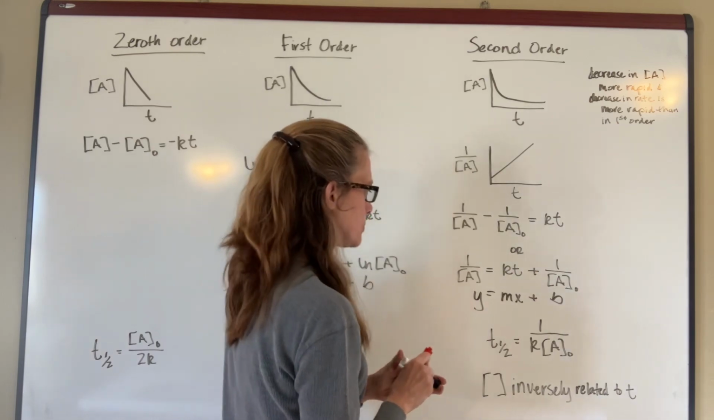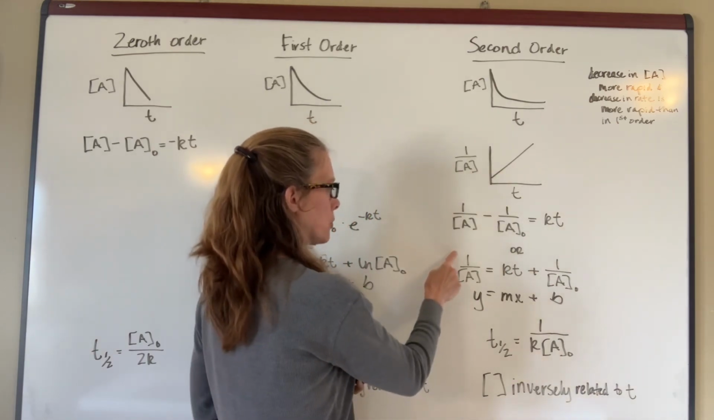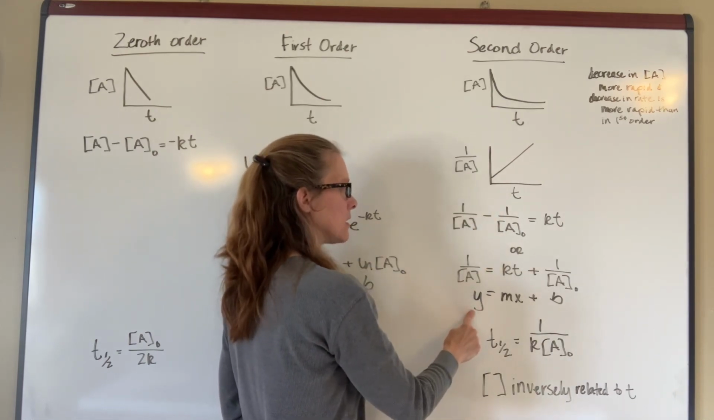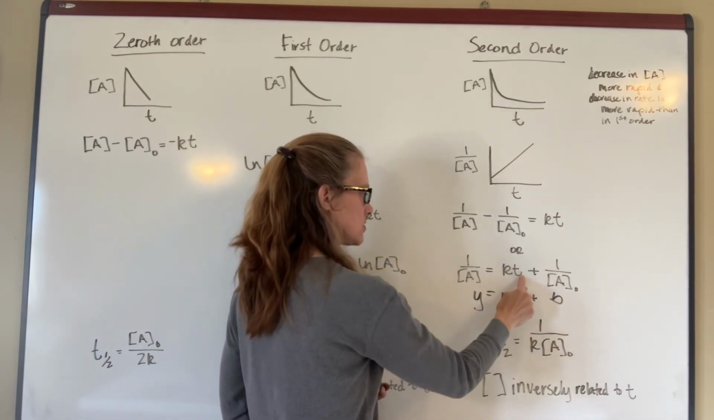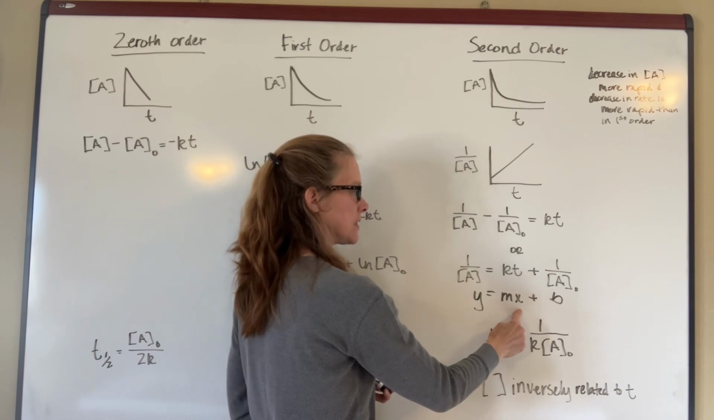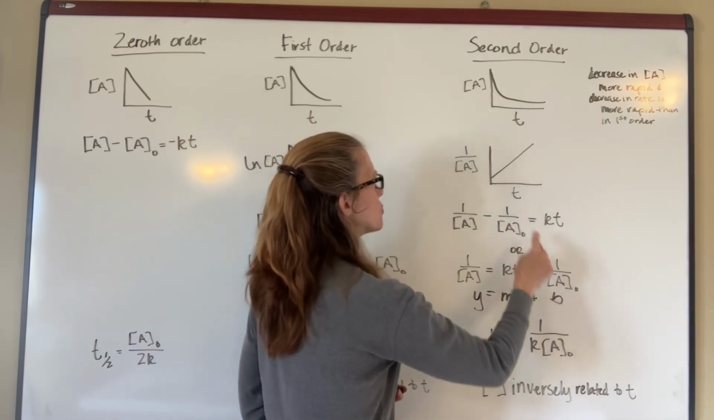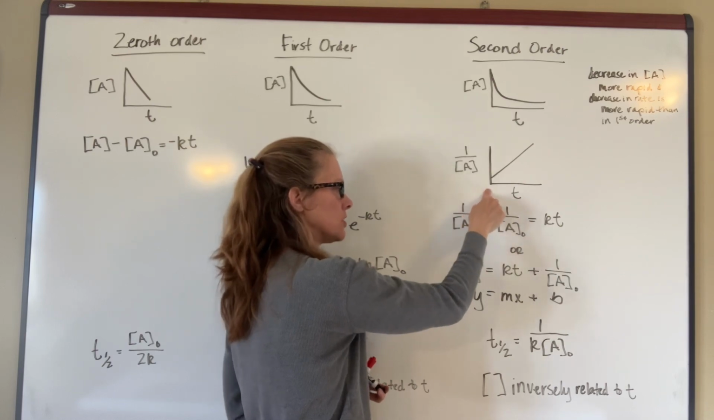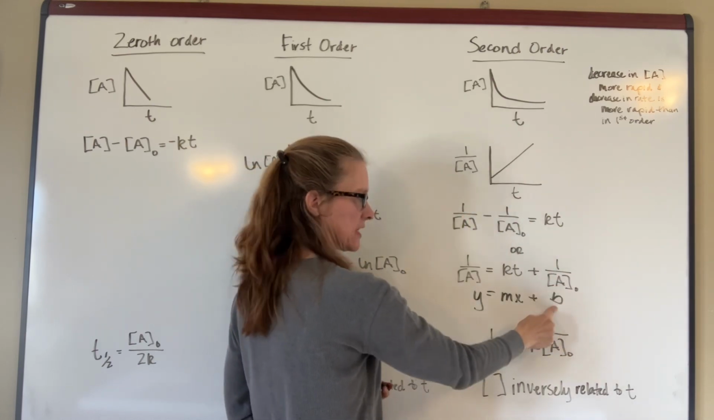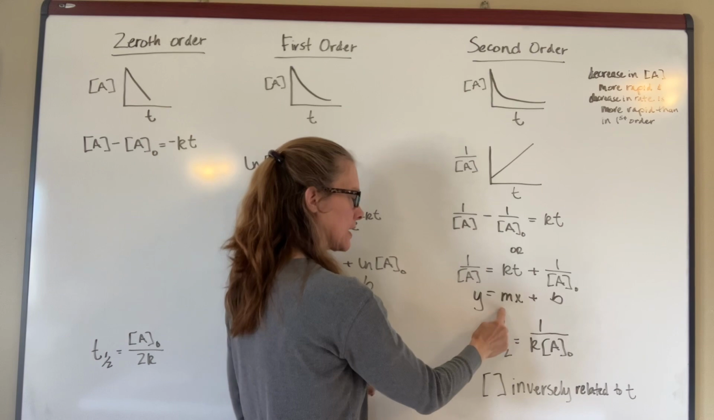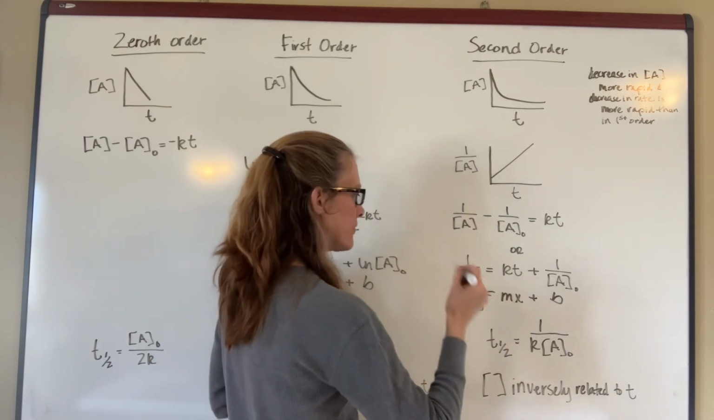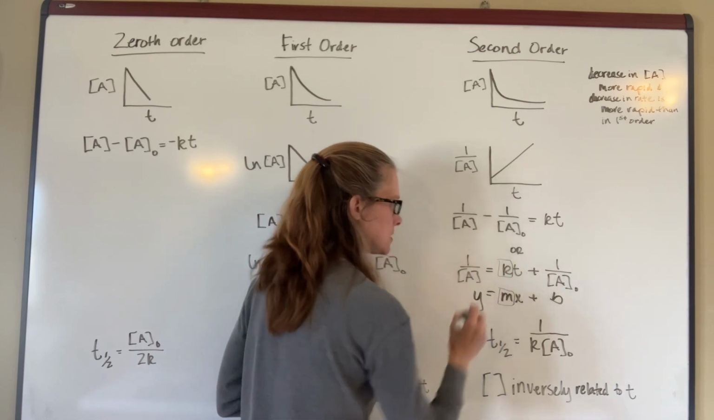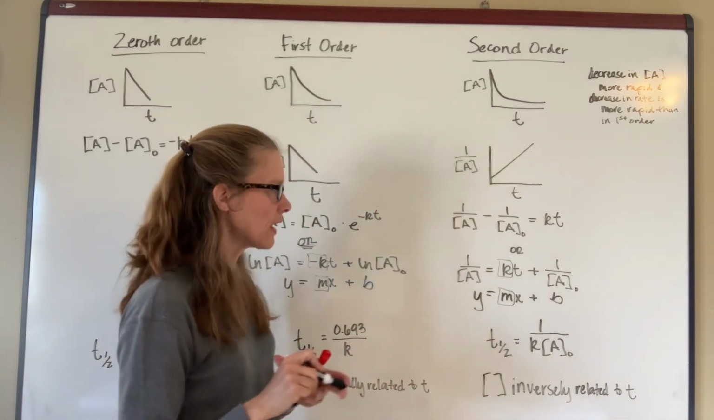And so again, to point it out on the graph, 1 over the concentration is what I'm graphing, so that's my y. T is on the x-axis, so it makes sense that that would be the x. 1 over the initial concentration is going to be right here at time 0, so that's the y-intercept, so that makes sense that that's b. So again here, the slope of this graph is equal to the rate constant, okay?